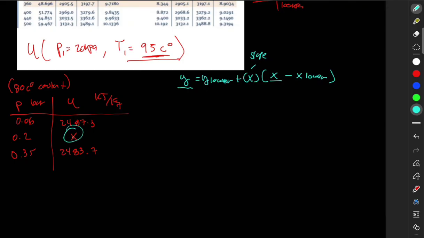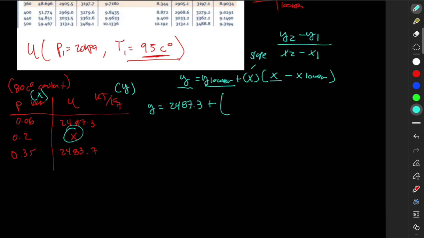We're trying to find this number, right? So this will be my y. What will be my y lower? So I make this my y and I make this my x. So where's my y lower? My y lower is 2487.3 plus, what is my slope? Slope is y2 minus y1 over x2 minus x1, correct? I like to do this 2, 1.